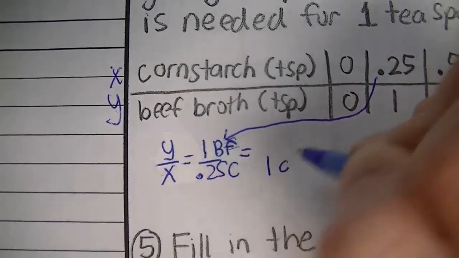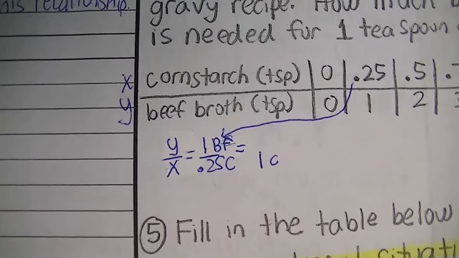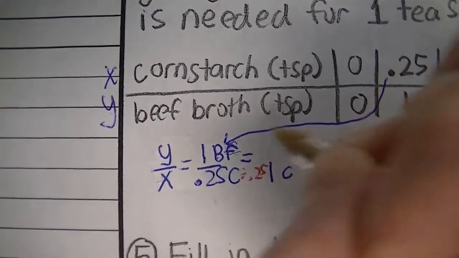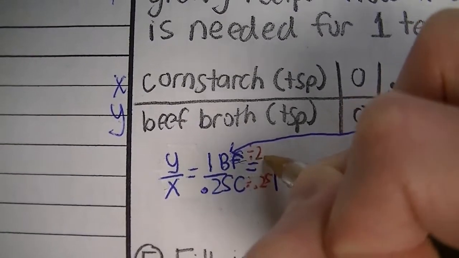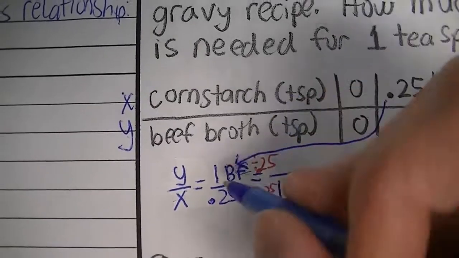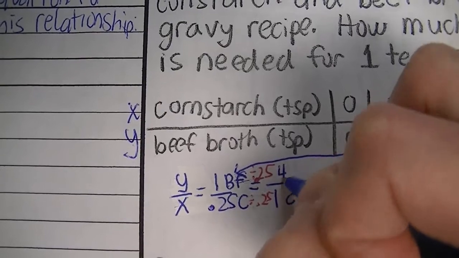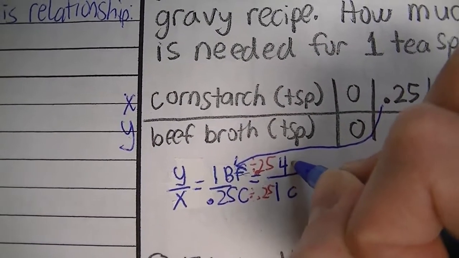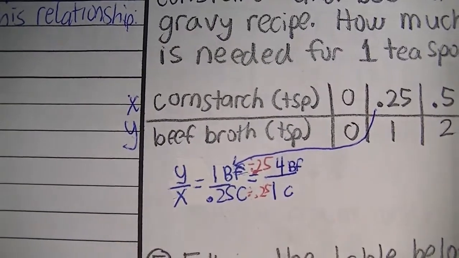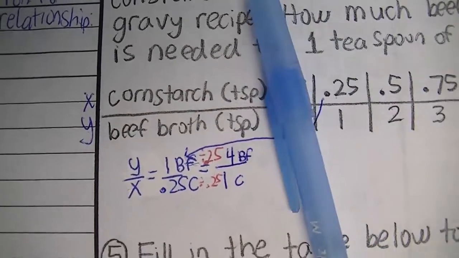So to go from 25/100 to 1 using division or multiplication, we'd have to just divide by 25/100. That says divide by 25/100, and do that also to the numerator. Put your decimal, please, because sometimes it's hard for you to see mine. 1 divided by 25/100, what did you get? You would get 4. 4 teaspoons beef broth for every 1 teaspoon cornstarch, okay? So to go from here to here, all I did was multiply by 4.